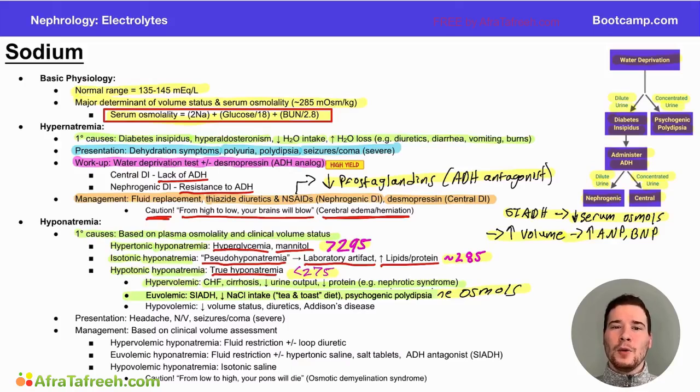tea and toast is a common one. This can also be seen in people who drink excessive amounts of beer and only get their calories from alcohol versus other types of foods. They are deficient in sodium chloride in general.